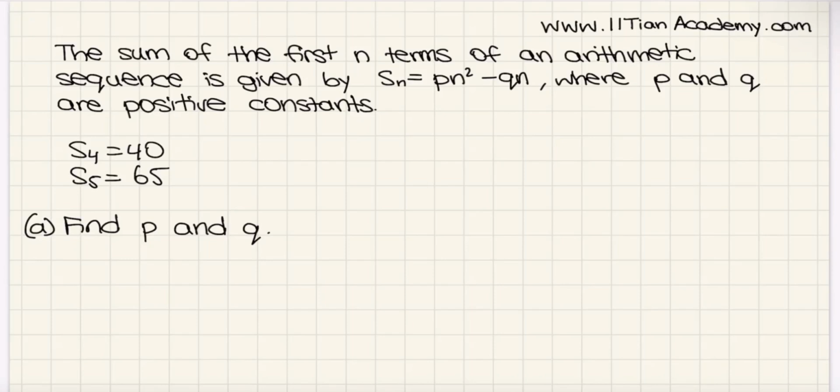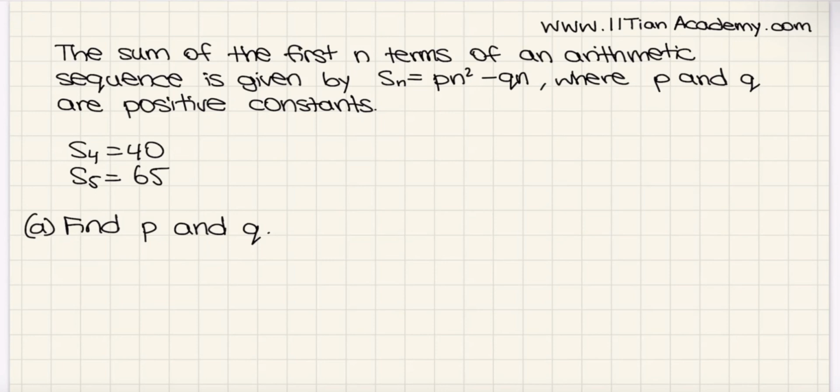The sum of the first n terms of an arithmetic sequence is given by Sn equals Pn squared minus Qn, where P and Q are positive constants. It's also given that S4, which is the sum of the first four terms, is equal to 40, and also that S5 is equal to 65. So the sum of the first five terms is 65. We're asked to find P and Q.